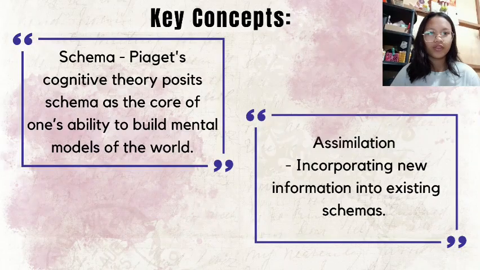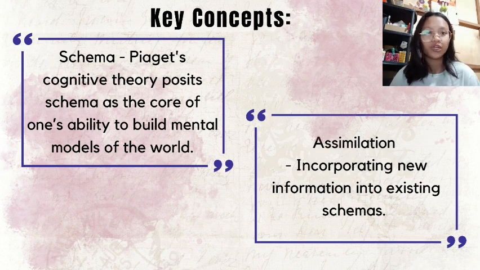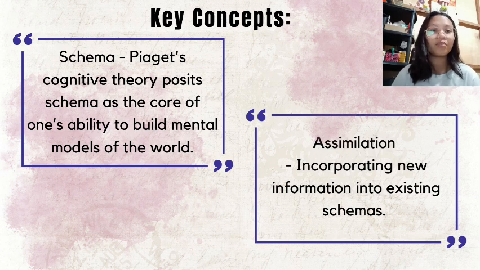Moving forward with the concepts of this theory, we have here the schema. So Piaget's cognitive theory posits schema as the core of one's ability to build mental models of the world. So basically, schemas are mental structures that organize knowledge and guide behavior. They are the basic building blocks of cognitive development. As children interact with their environment, they develop and modify their schemas to better understand the world around them.